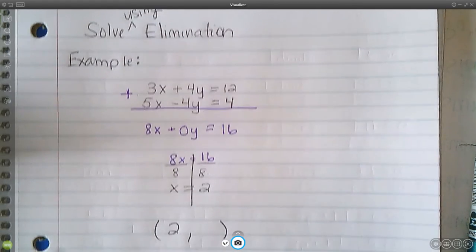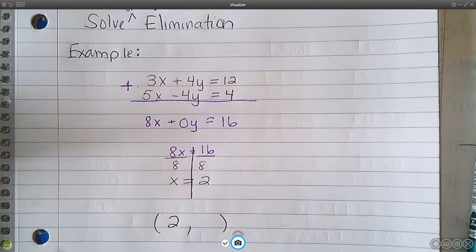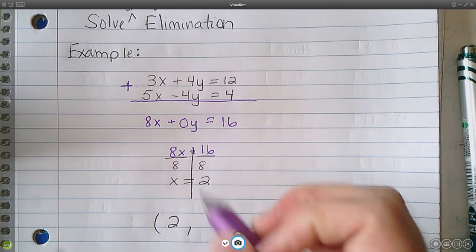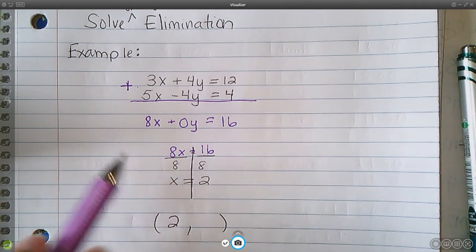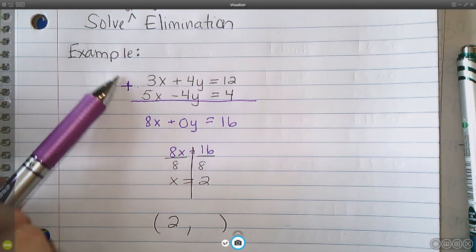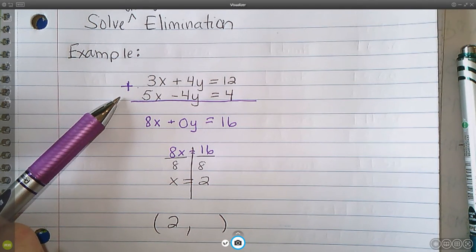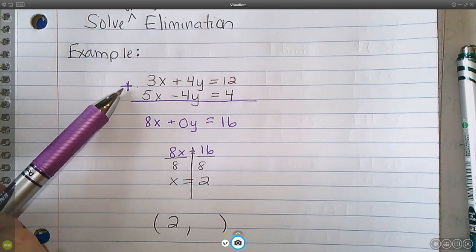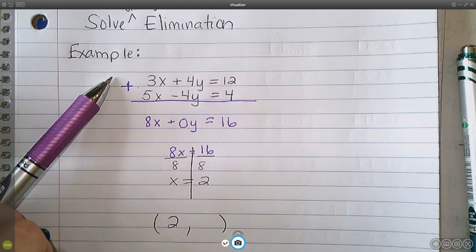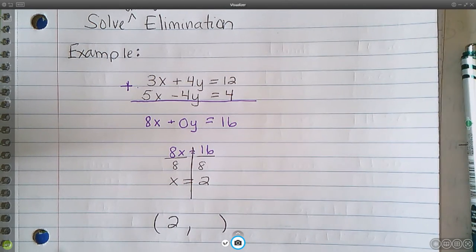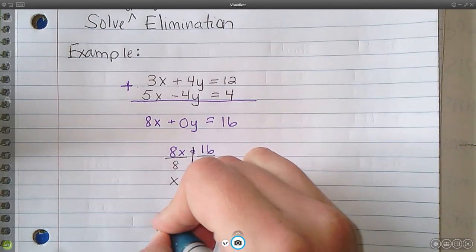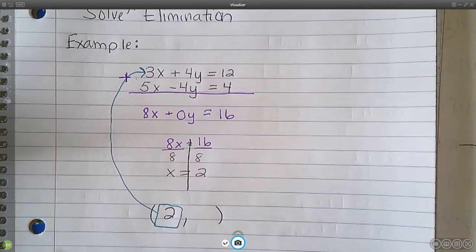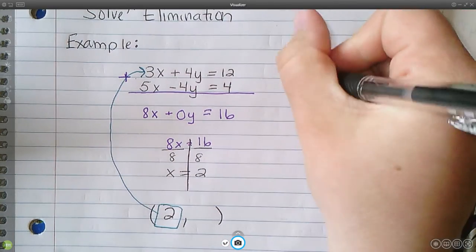Okay, so if my x is 2, I need to find out what y is. So now you go back and do substitution. I can take this 2, which is x, and substitute it in for either the top equation or the bottom equation, and it doesn't matter which one. I'm going to pick the top one because it doesn't have any negatives in it. So let me just rewrite what I have.